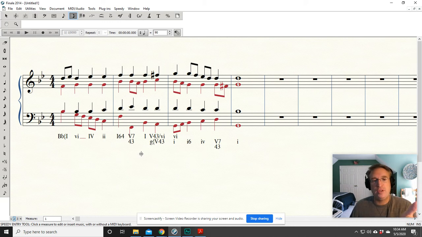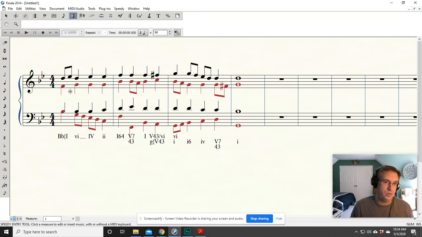So this is an example of a modulation which has a secondary device that is used to modulate. The secondary dominant or secondary device is used as a way of getting to a new key. Typically, secondary dominants or secondary leading tones are temporary, but they can be used to actually change the key, like we did here. So let's play it again.